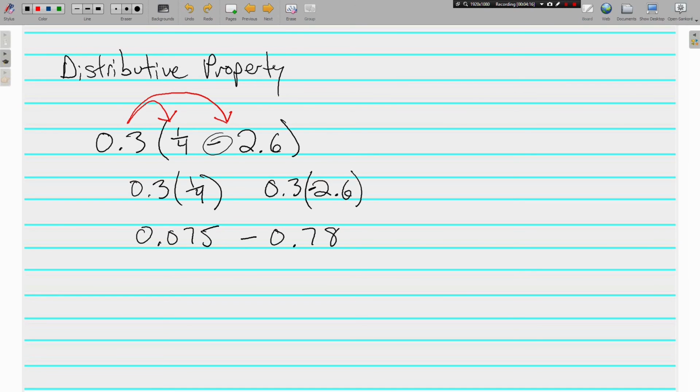Combine those, and we end up with -0.705. Okay, the distributive property works the same way as it always has. We've just got a little bit uglier numbers here to work with, the decimals and the fractions. But you're using your calculator, so as long as you can hit the buttons right, you should come out okay.